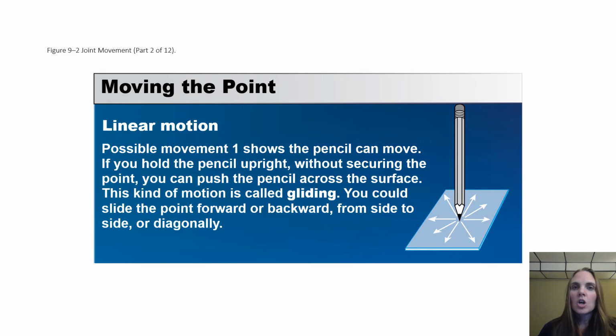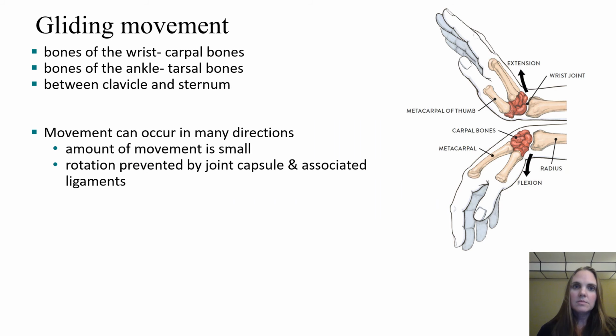And this movement can occur in many directions, right? We can make this pencil move in lots of different directions here. But the amount of movement is small, and rotation at that joint is prevented by the joint capsule and associated ligaments. So as I mentioned before, examples of where we might see this gliding movement: the carpal bones or bones of the wrist, the tarsal bones or bones of the ankle, and between the clavicle and sternum.